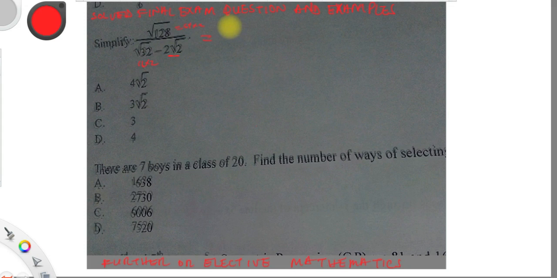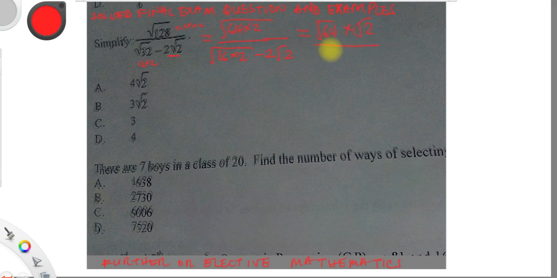So this is equal to square root of 64 times 2, all over square root of 16 times 2, minus 2 root 2. You can separate them. You get square root of 64 times square root of 2. This one, though, I could have written 8 root 2 straight as the answer, but for the sake of understanding, as the name of the channel implies, I am showing the steps.